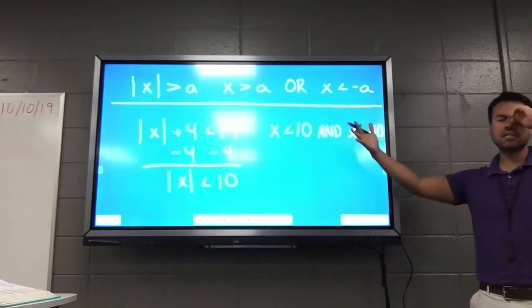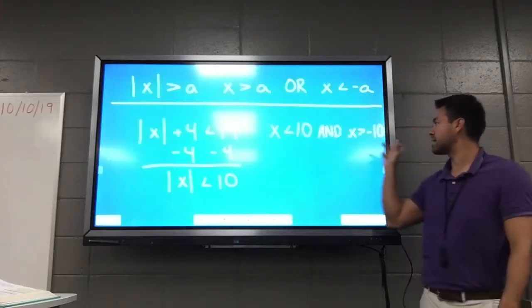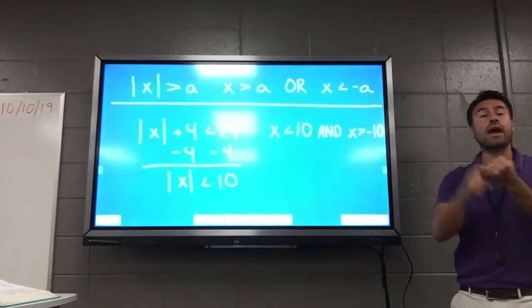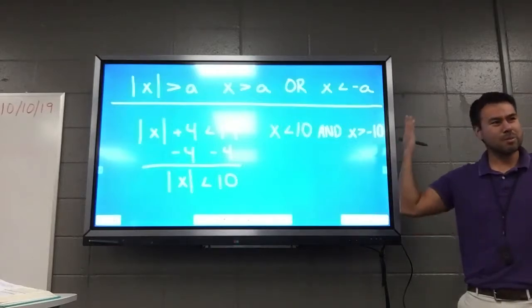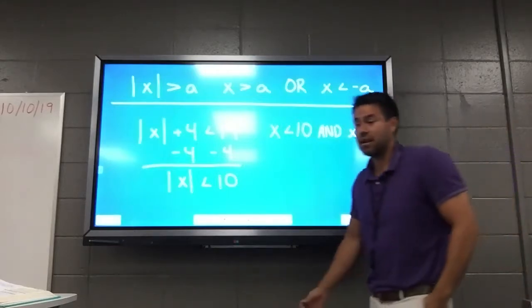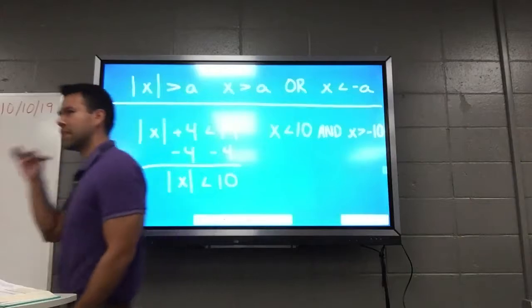Now, there's nothing to solve for because x is already by itself. So now go ahead and graph that. And then I'm going to check it because I could just be making all this up, right? I mean, it's possible, but we're going to check to see if it actually works.